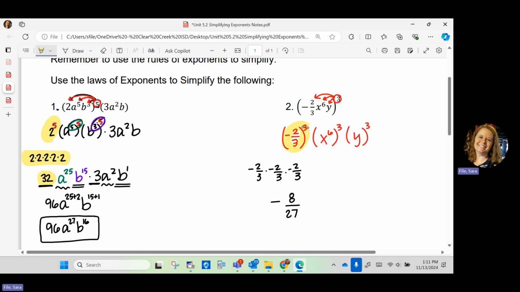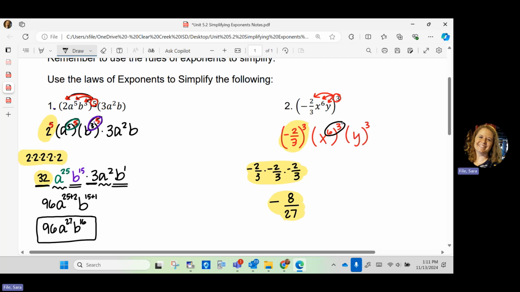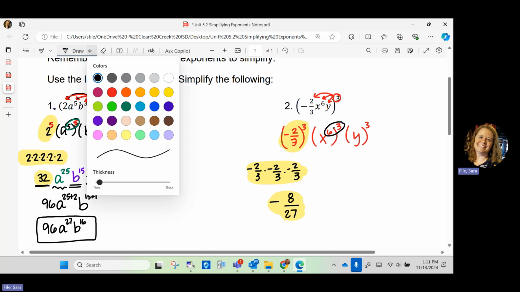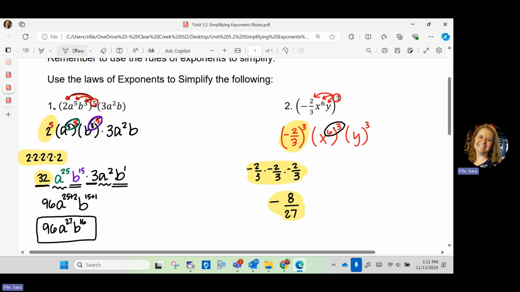So I took this, I expanded it, this is called the expanded form, and then I simplified it to this. Now here I'm going to use power property. We've got a power to a power, or an exponent on an exponent. So that is going to become x to the 18th, and then y cubed. So far, so good?